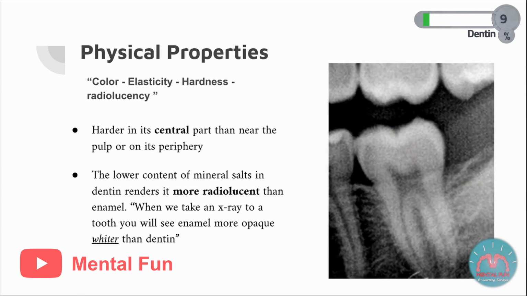So in this image we can say that enamel is more radio-opaque than dentin because enamel has more mineral content than dentin. So when we compare, dentin is more radiolucent than enamel but more radio-opaque than the bone. This is the bone. As we can see, dentin is more radio-opaque than bone but more radiolucent than enamel.